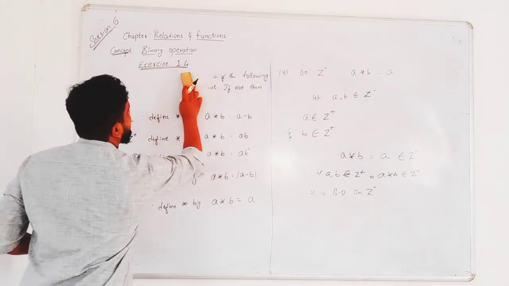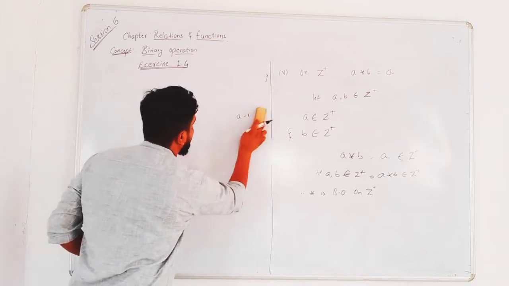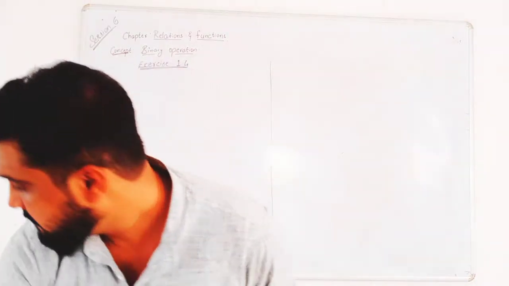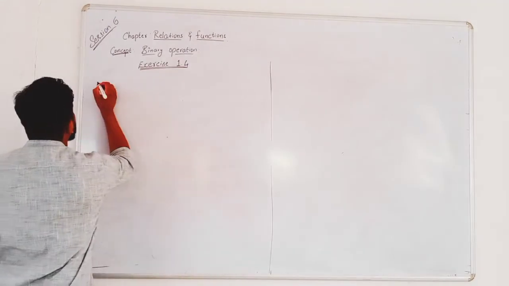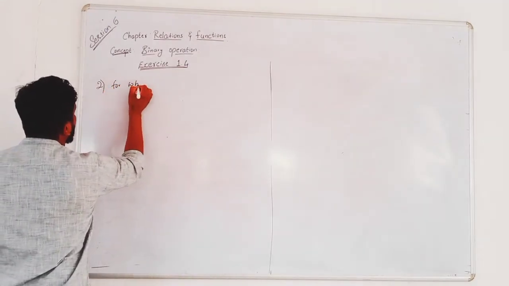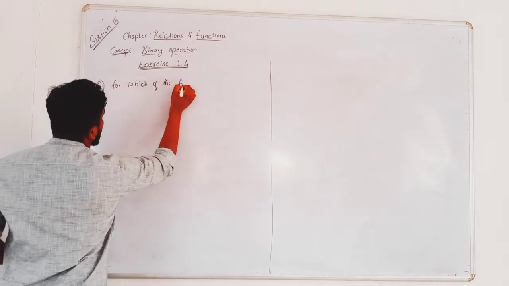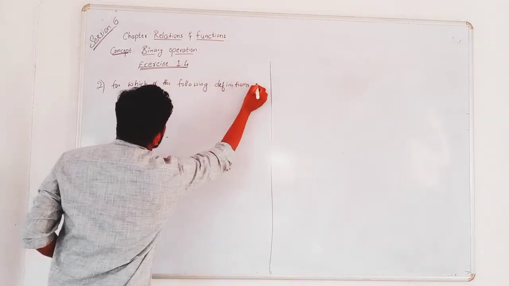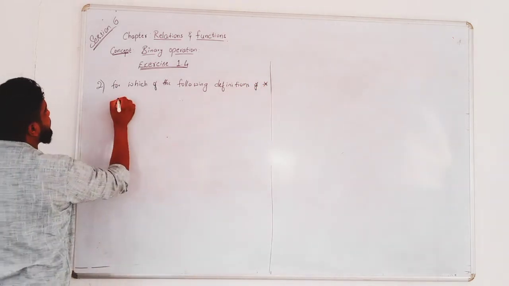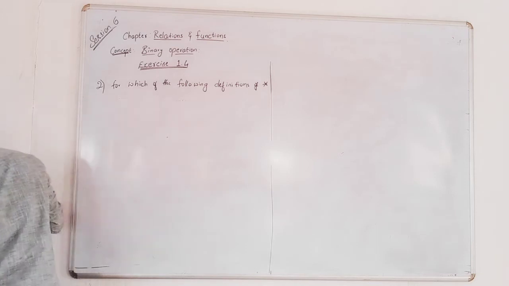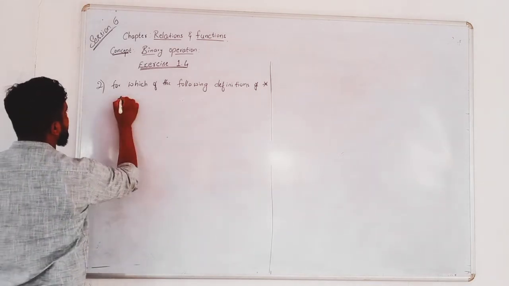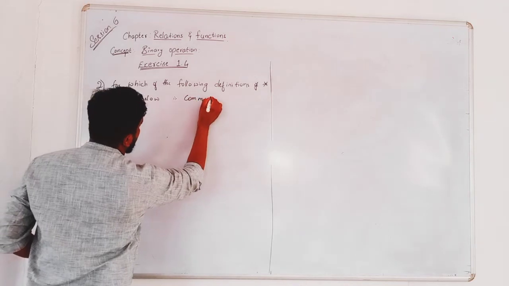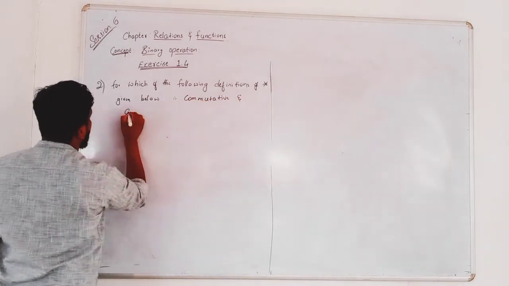Okay, let's see the next question. So the next question is: which of the following definitions of star given below is commutative and associative.